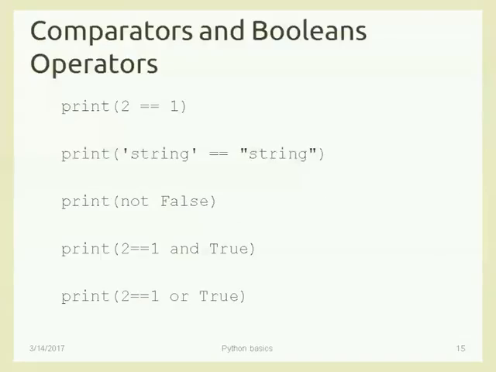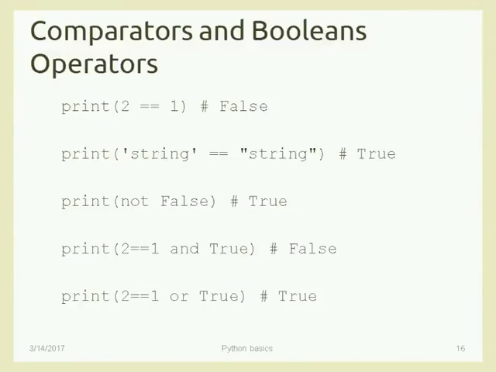In Python, we also have comparators and booleans, as you can imagine. So in this case, we have some operations that we want to know if they are true or false. In the first case, as you imagine, 2 is not equal to 1, so it's false. It's interpreted as false by Python. In the second case, a string with content string is equal to another string with content string, so it's true, no matter if this is a single quote or a double quote, they are two equal strings. So this is true in Python.